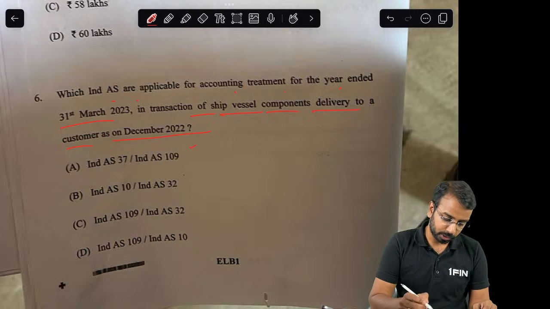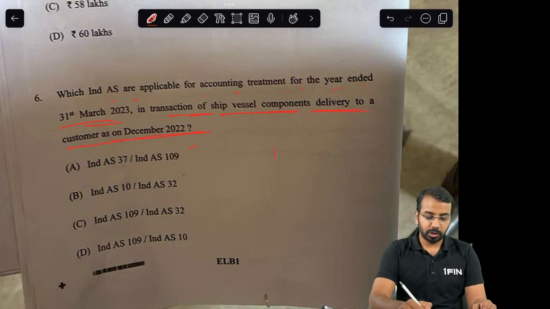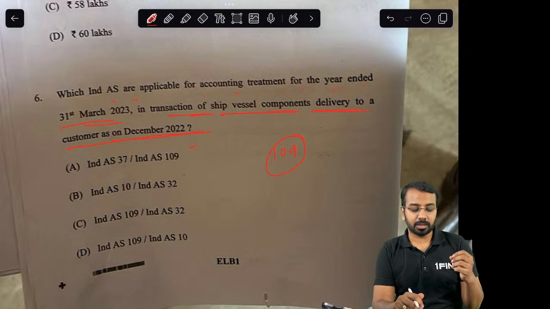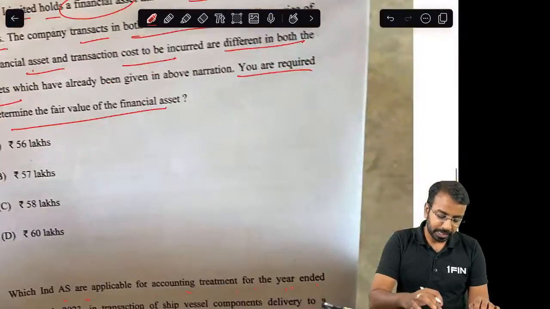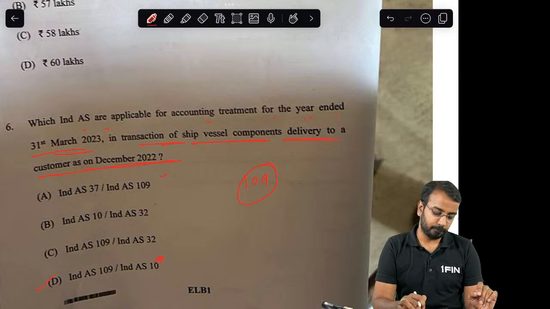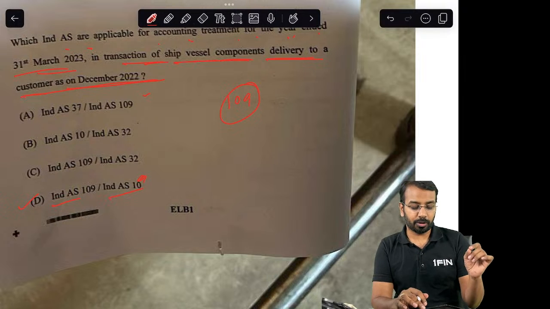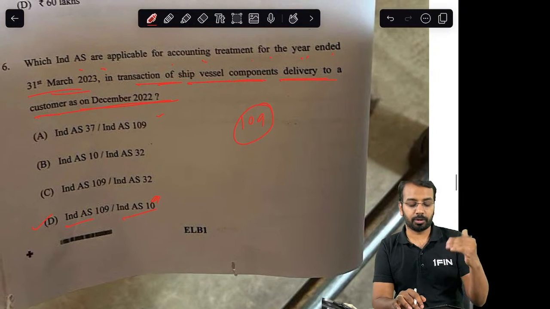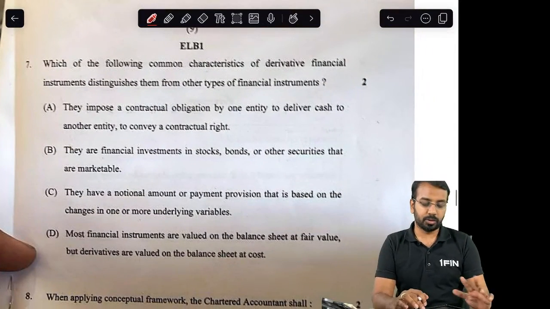your Ind AS 109, because they're saying which Ind AS are applicable for accounting treatment for the year ended 31st March in transaction of shipped vessels component delivery to a customer. So one is your Ind AS 109 because it is a financial asset, right? That is one. Then Ind AS 10 because there is a subsequent event. So I think option D is the correct answer here. Ind AS 109 is for your financial asset, customer being a financial asset, right? So that is the first 6 questions.